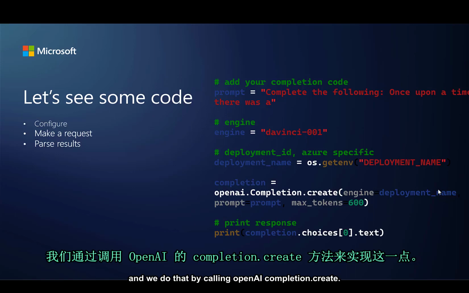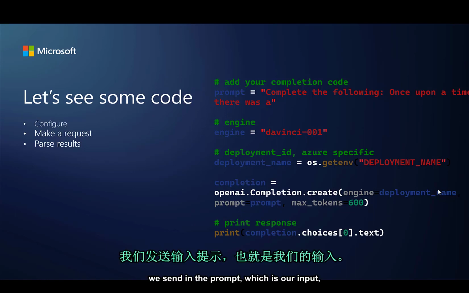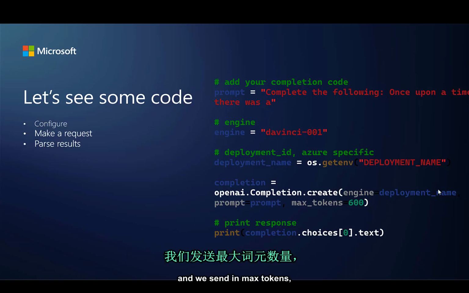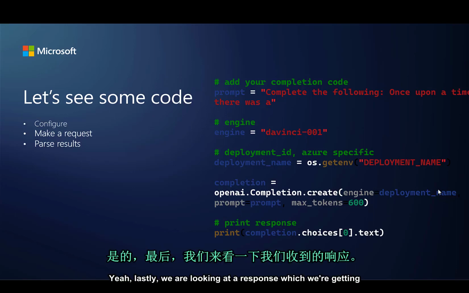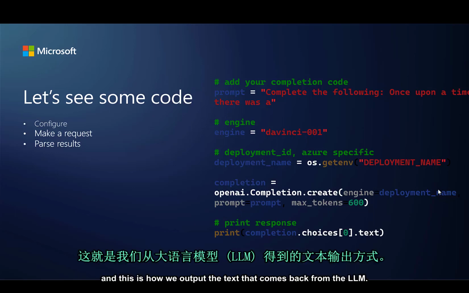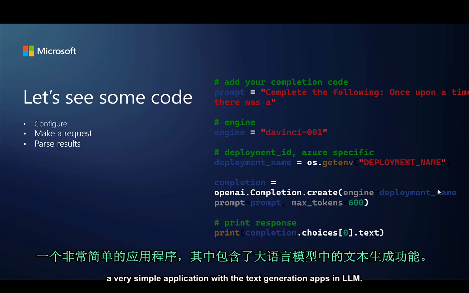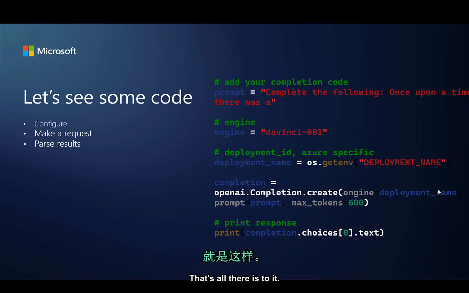We do that by calling OpenAI completion.create. We send in the engine parameter, we send in the prompt, which is our input, and we send in max tokens, how many tokens it's allowed to use. And lastly, we look at the response we're getting back, and we dig deep into this choices array and then the text property. This is how we output the text that comes back from the LLM. That's really all there is to building a very simple text generation application with an LLM. That's all there is to it.